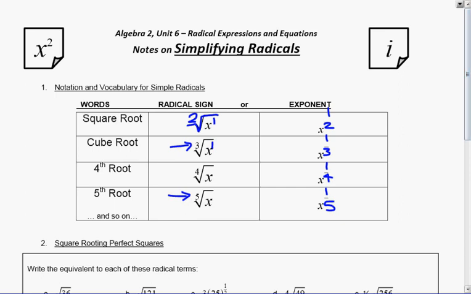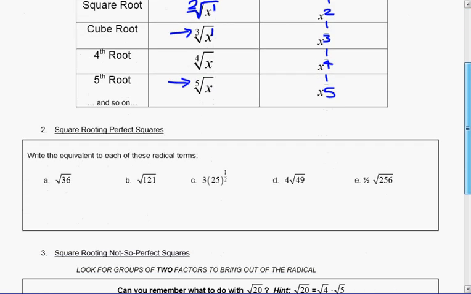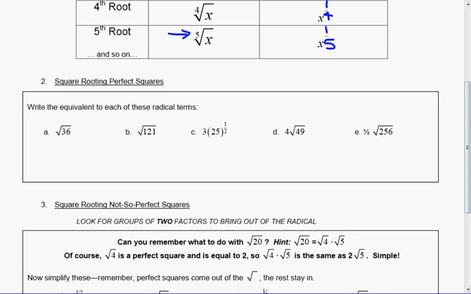So as we move down to part 2, we have square rooting perfect squares. Now, for the first one, for letter A, we have the square root of 36. We should know that the square root of 36 is 6. Why don't you try B on your own? You can use a calculator. You should have gotten 11. Perfect. Now let's look at C.